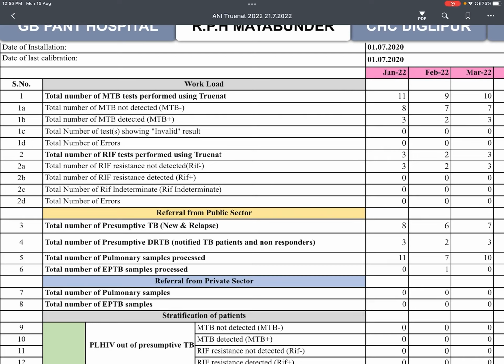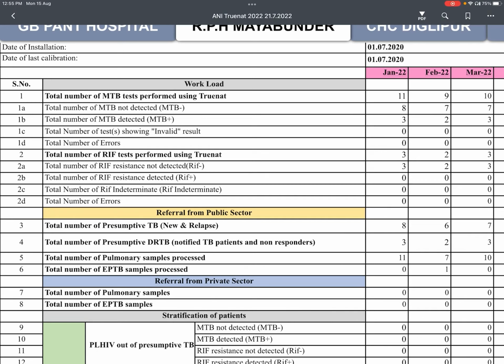So please remember this number of chips tests which are used and number of patient, it is different. See, for example, one particular patient, one MTB chip will be used and a RIF chip will be used if everything goes normal and if MTB is detected. And there is a possibility that MTB is not detected, then RIF chip is not used. And in one patient, MTB may first come error, and second time it may give MTB detected, then RIF chip.